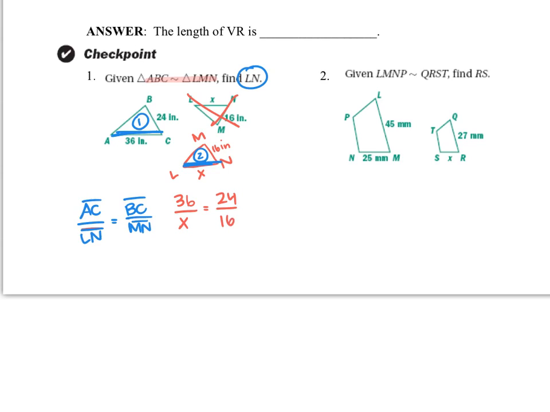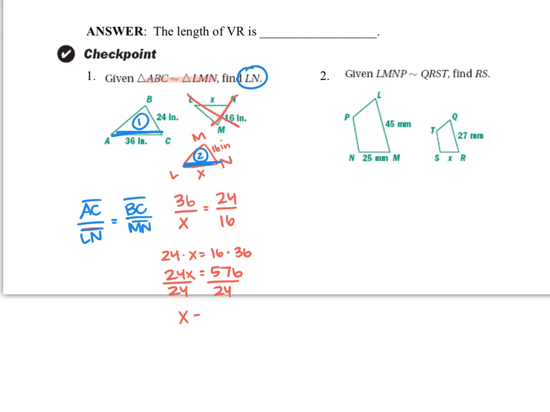Again, I'm going to use cross products to solve this, so I have 24 times X equals 16 times 36. You're welcome to get out your calculators. 16 times 36 is 576, and this is 24x. Again, this is multiplication, so I'm going to undo it with division.